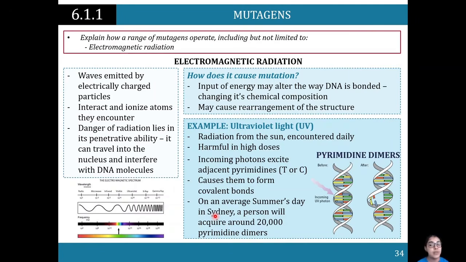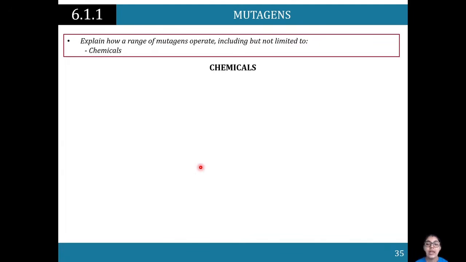There are lots of mutations that occur, but we do have our own repair systems that repair some of these changes. So we'll talk about what happens if those changes aren't repaired. But this is the first mutagen that we look at, electromagnetic radiation. Now let's have a look at chemicals.